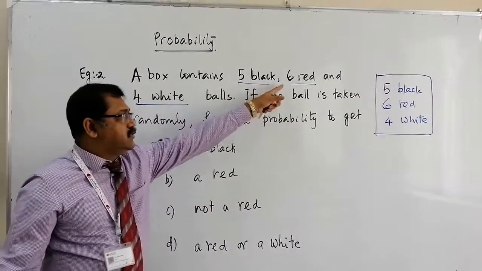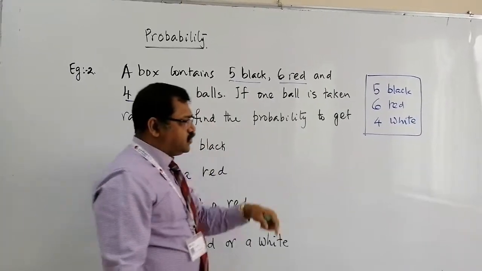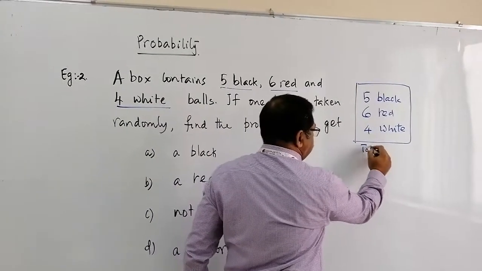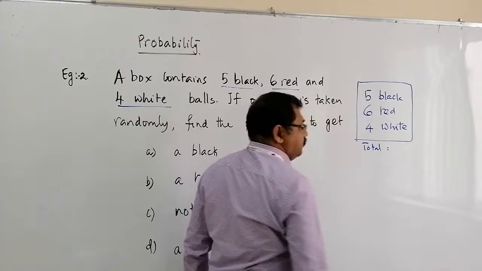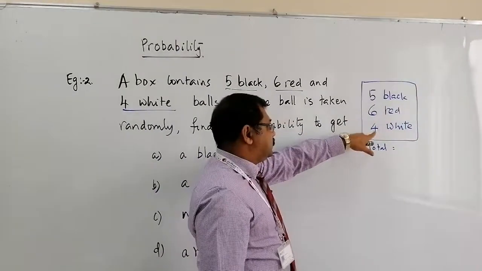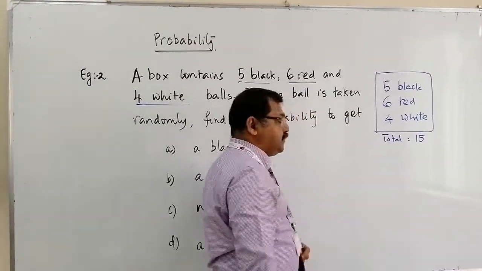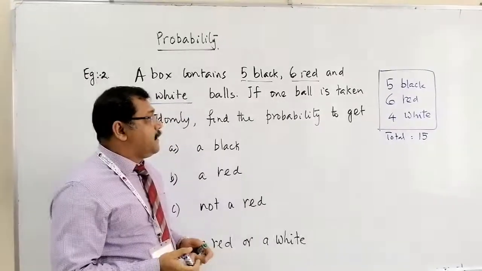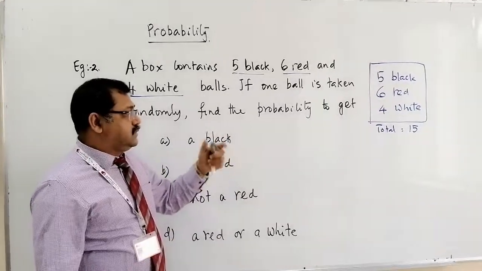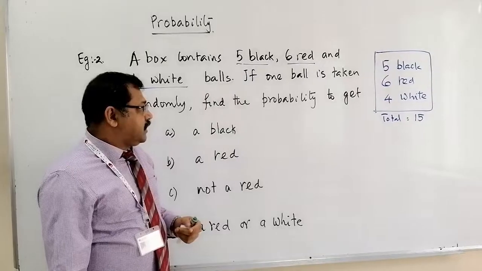Five black balls, 6 red and 4 white balls. So the total number of balls in the box will be 5 plus 6 plus 4, that is 15. There are 15 balls in the box. 5 of them are black, 6 of them are red and 4 of them are white.